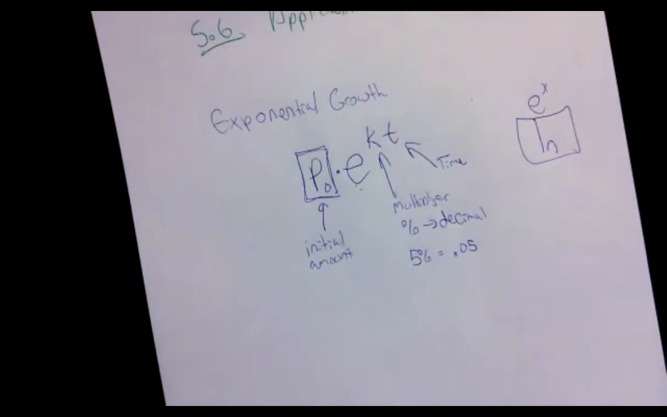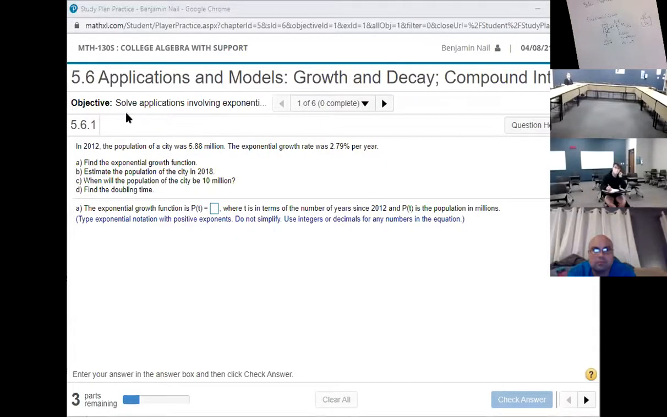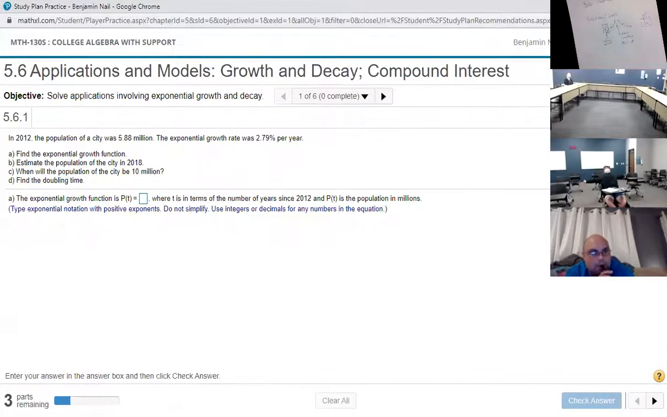Share my screen, should be able to see. There's that guy. All right, hopefully you guys can see that? It should say 5.6 Applications and Models, Growth and Decay, Compound. Not sure if I can zoom this in. Anyway, hopefully you can see this on your screen.